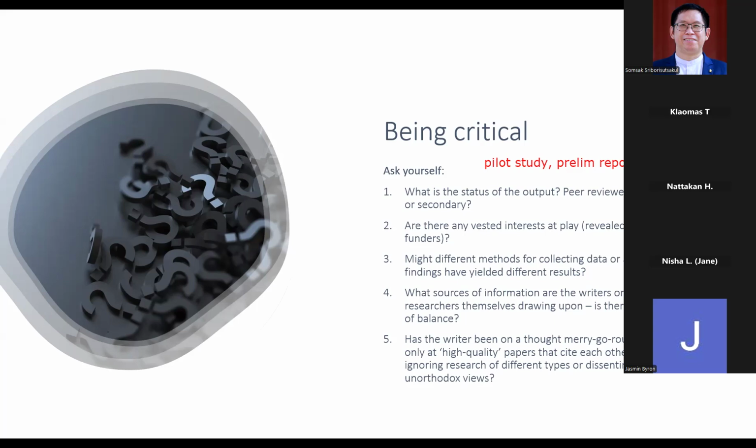Number 5, has the writer been on a thought merry-go-round, looking only at high quality papers that cite each other and ignoring research of different types or dissenting voices or unorthodox views? That is a little bit long, right? Anyway, I would say don't look only at high quality papers that cite each other. I will say look for alternative, optional facts or optional findings, right?